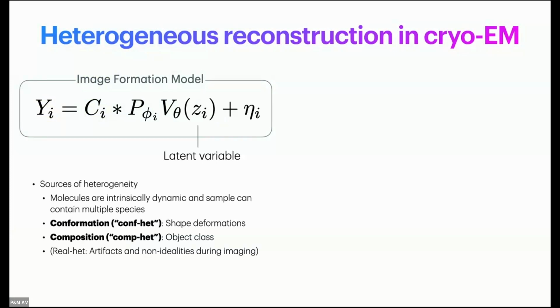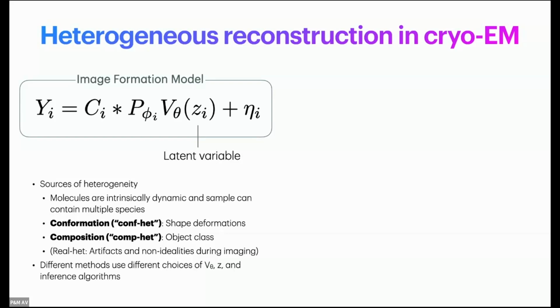But also the sample can contain multiple species. So I'm already getting tongue-tied, but there are 2 different sources of heterogeneity, conformational and compositional. Typically I've been calling this conf-het and comp-het. And then there are also real artifacts and non-idealities during imaging that are not modeled by this simple image formation model. And these days, there's been a proliferation of different heterogeneous reconstruction algorithms.